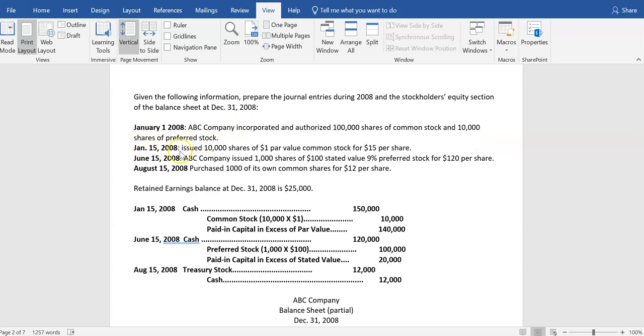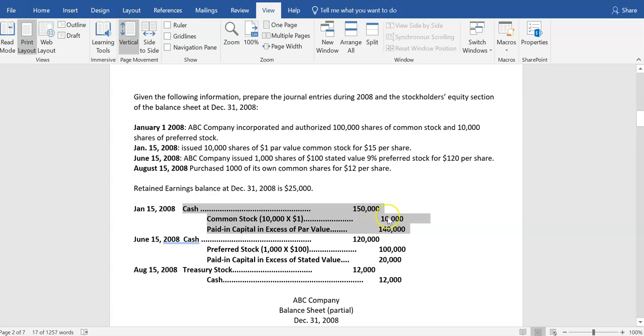Two weeks later, the company issued 10,000 shares of $1 par value common stock for $15 per share. So when they issued the stock, they sold the 10,000 shares for $15 per share, bringing in cash to the corporation of $150,000. The amount recorded in the common stock account will be the par value, 10,000 shares at $1 per share. 10,000 will go into the common stock account.